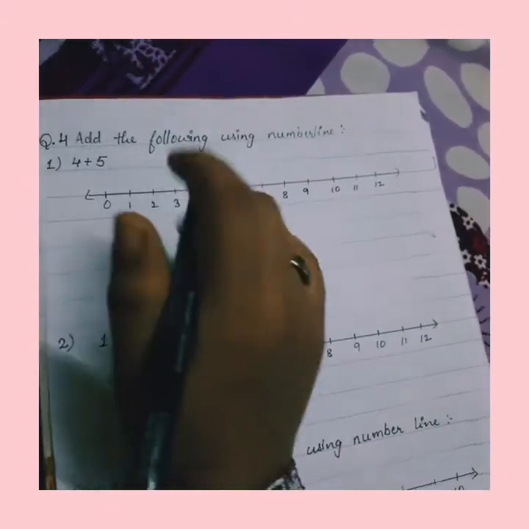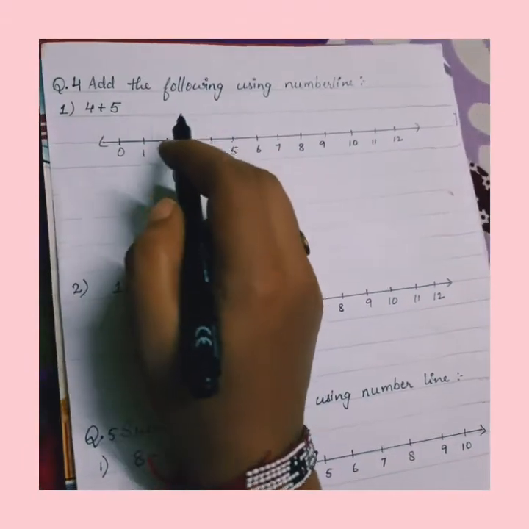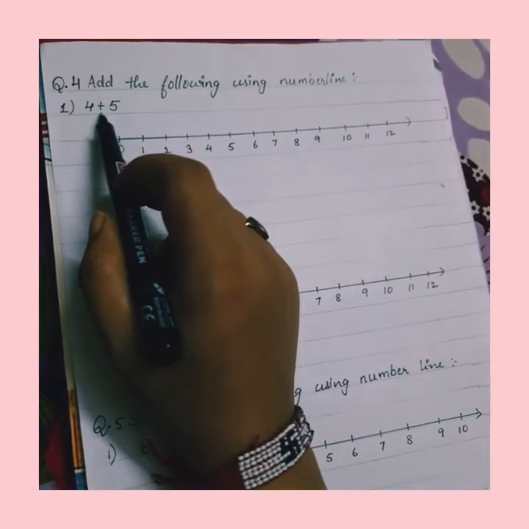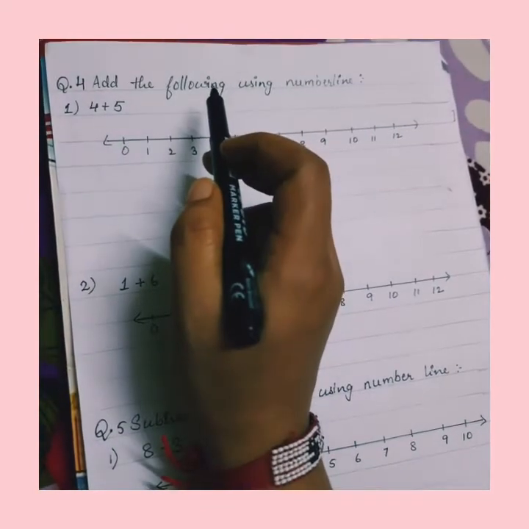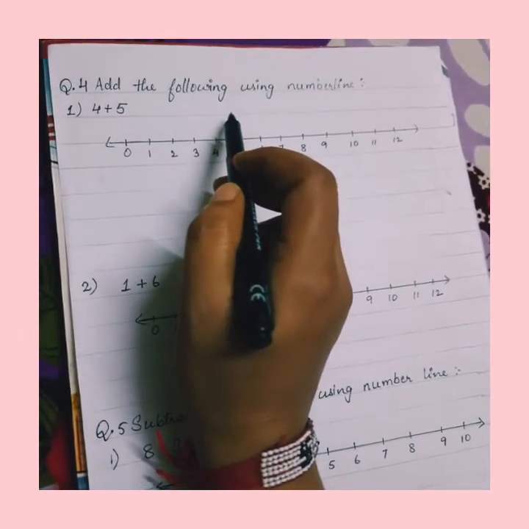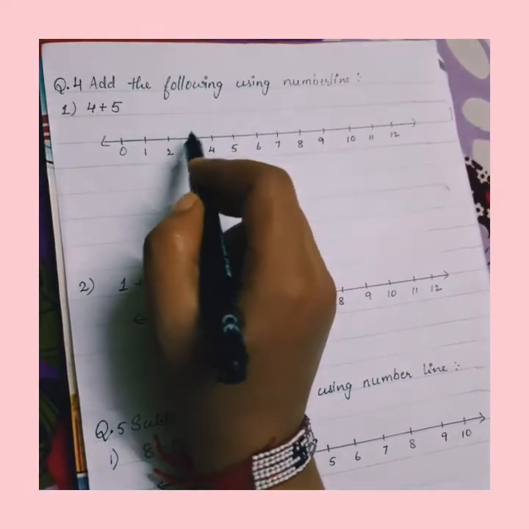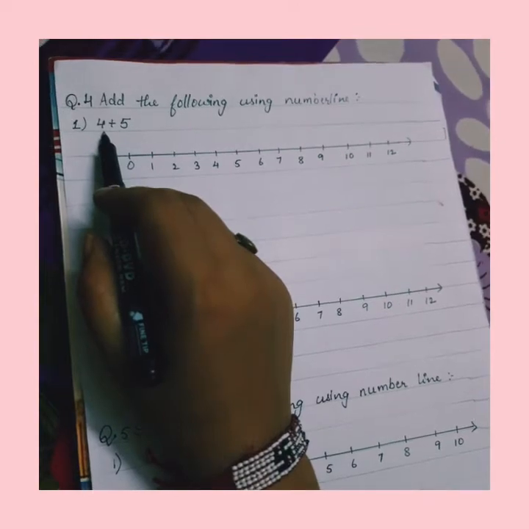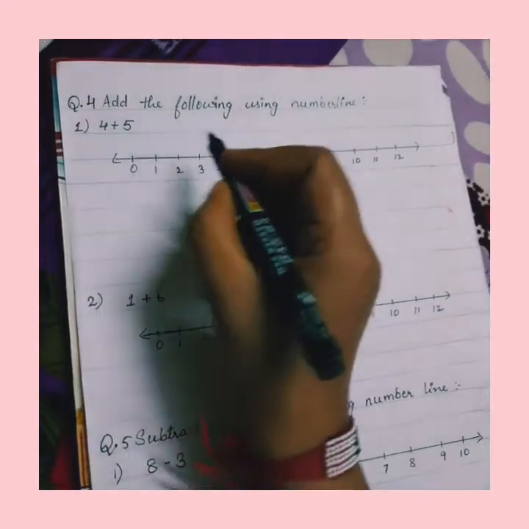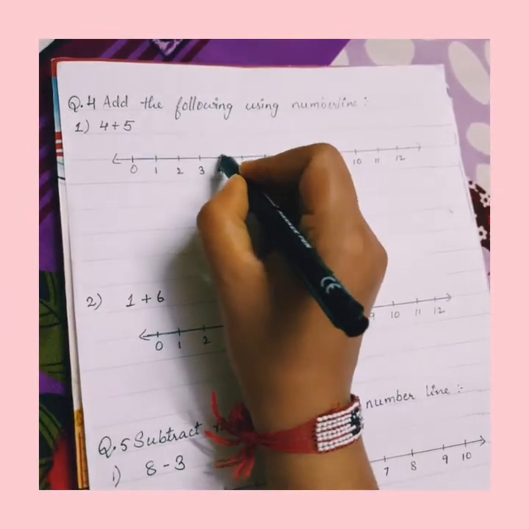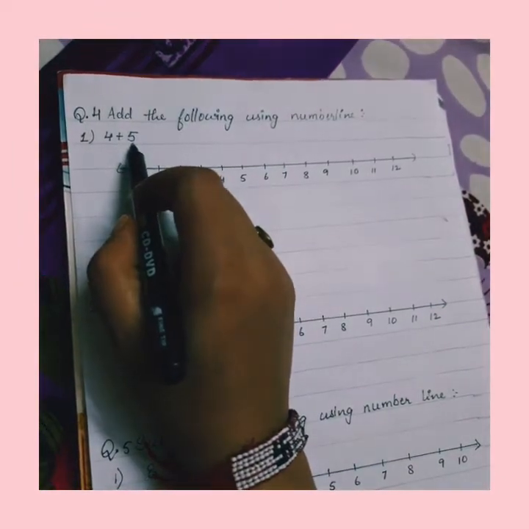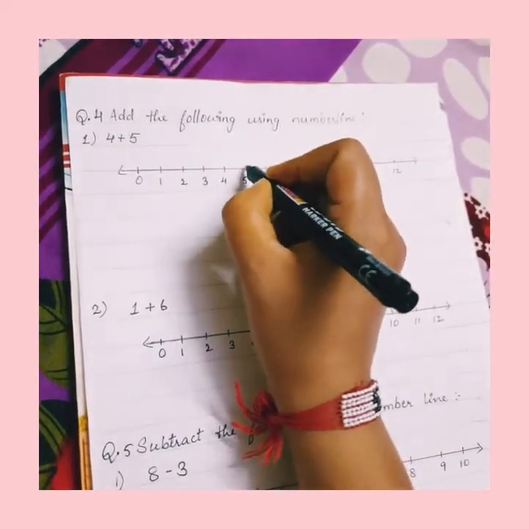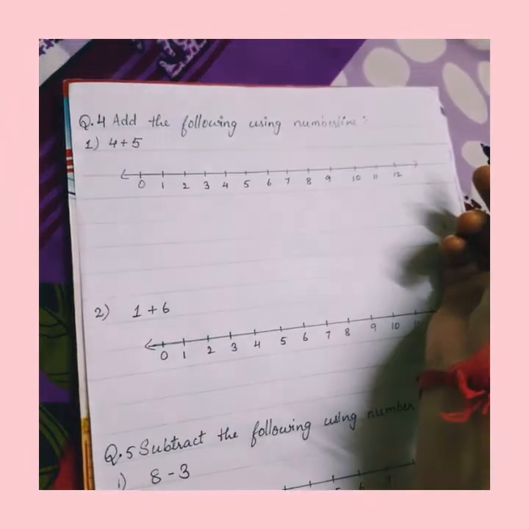Now we have reached the question which is based on the number line, that is question 4. Add the following using number line. The sum is given as 4 plus 5. Simply we can add and know that we will get 9, but this we have to show on the number line. So whatever the first number is shown to you, from there you have to start. So here it is 4. From 4 we have to add 5, that means from 4 we have to move 5 steps ahead.